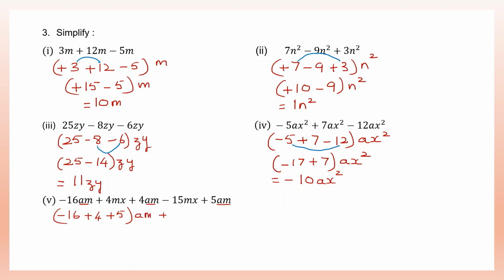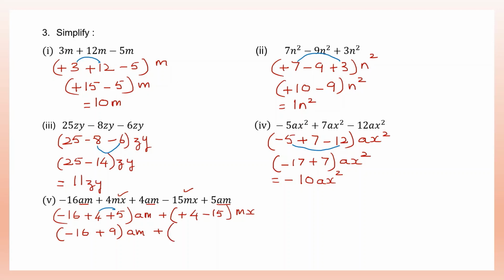Plus, let's take the others. Now 4mx and minus 15mx. So let's write down the numbers. Plus 4 minus 15 mx. Let's work this out. So add the numbers which have the same sign, plus 4 and plus 5. So this becomes minus 16 plus 9 am.